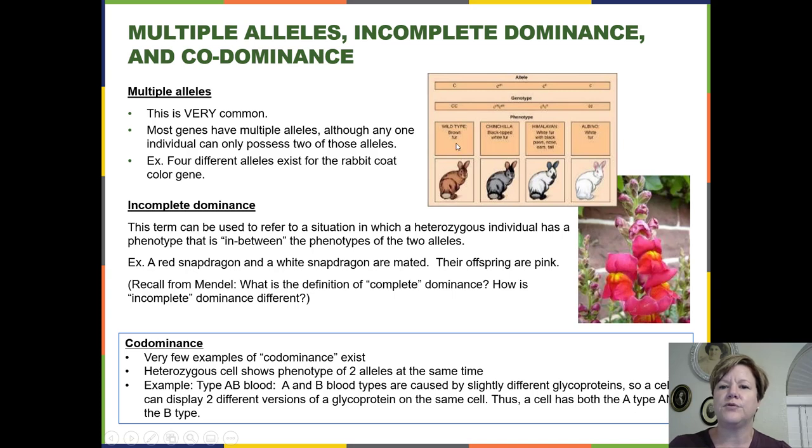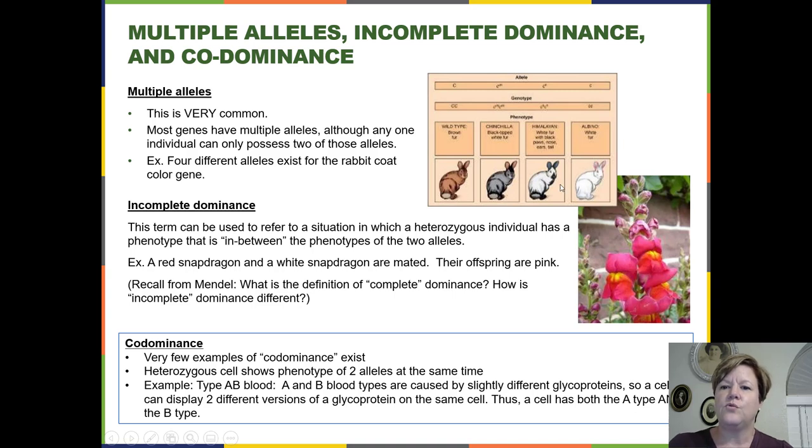The wild type is the brown allele. They list it with a capital C. Then you have the chinchilla allele. They put a lowercase c with a CH. The Himalayan allele they put as a lowercase c with an H. And then the albino allele is just the lowercase c. Now remember, we made up these letter designations just as abbreviations.